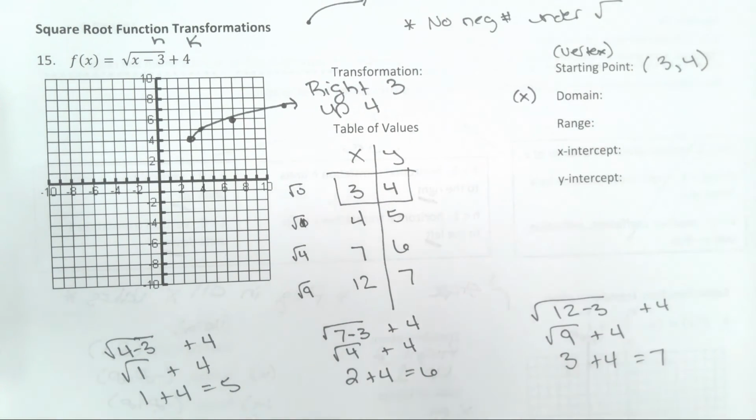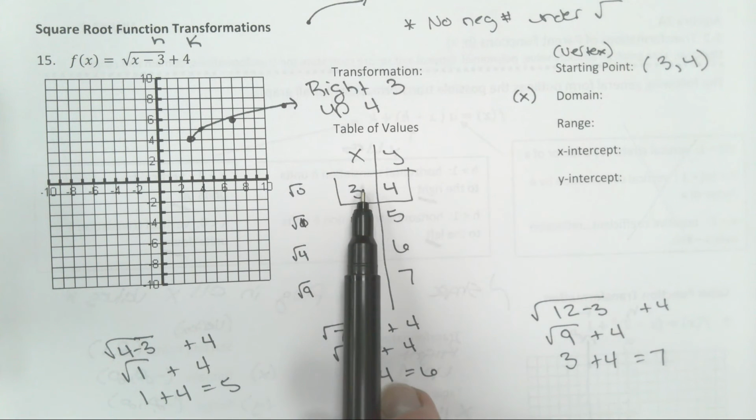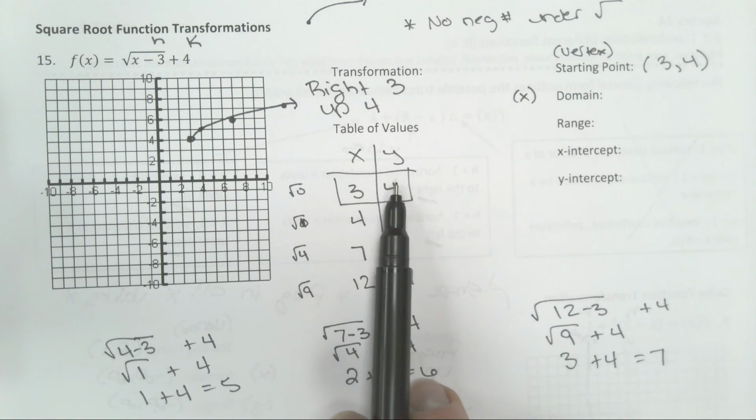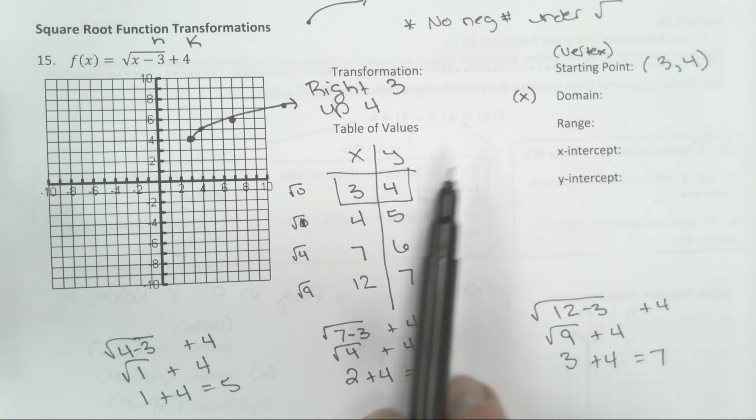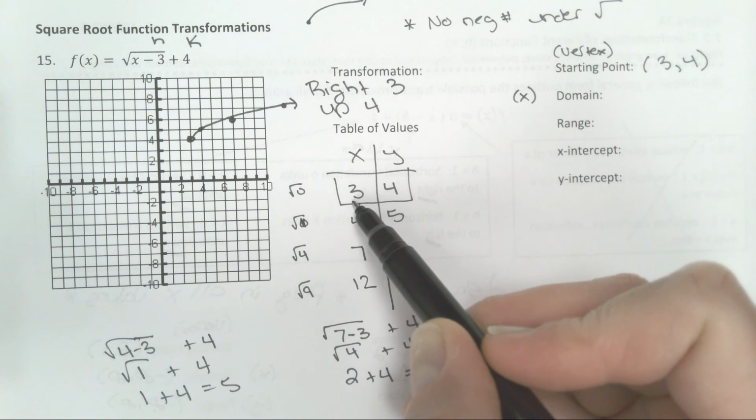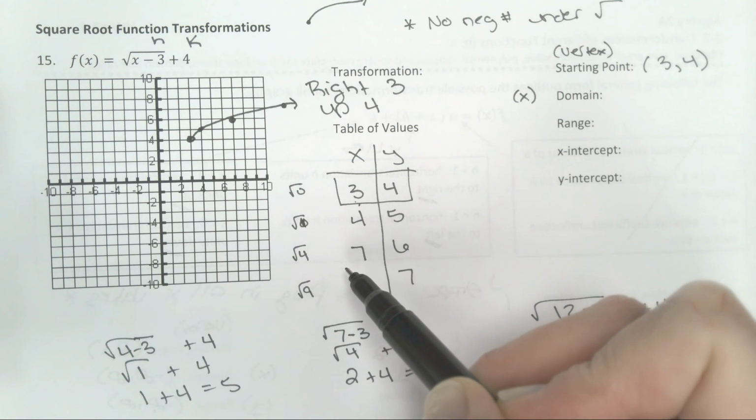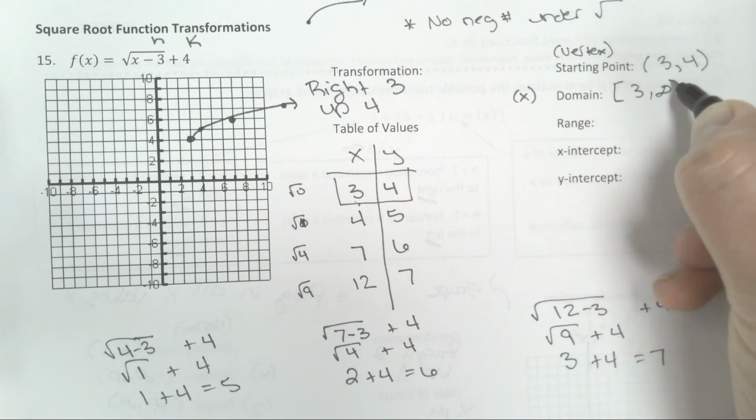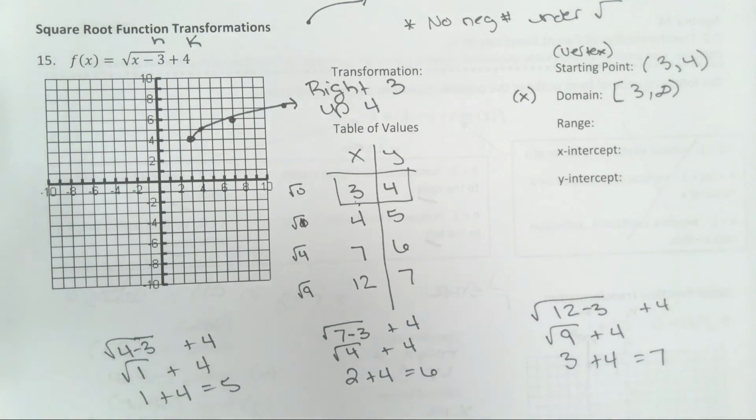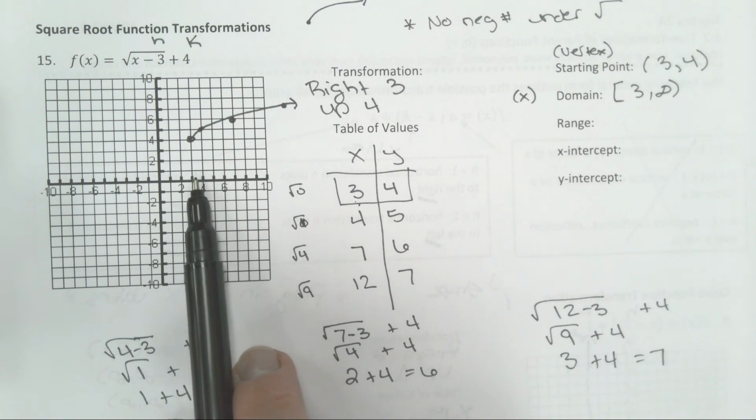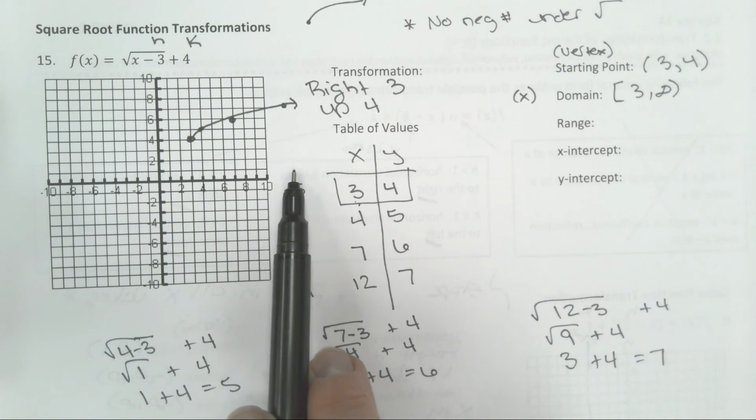Domain are your x values. So your x values are very different on this one. You're not allowed to have a negative under the radical, and so this vertex, this starting point, helps you see what your domain is. The smallest value you were allowed to plug in was 3. And if you look at your table, you can see that my numbers are getting bigger and bigger and bigger. So my domain goes 3 up to positive infinity. You could also look at your graph. It started here at 3, and then it kept going bigger and bigger and bigger.